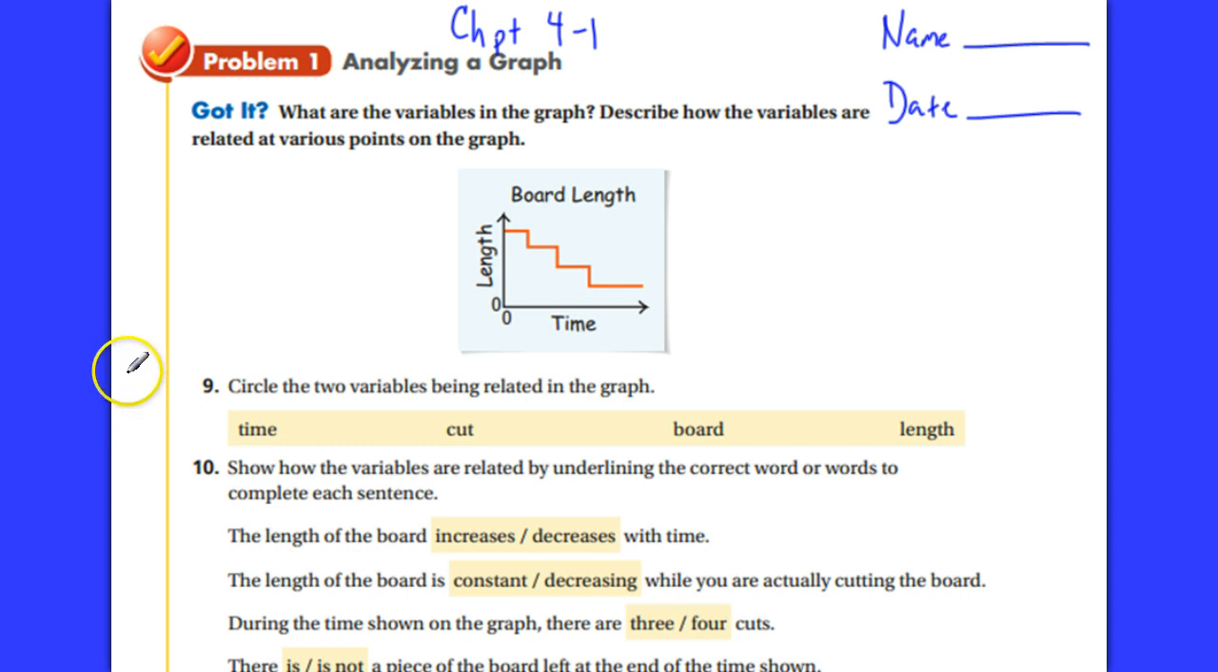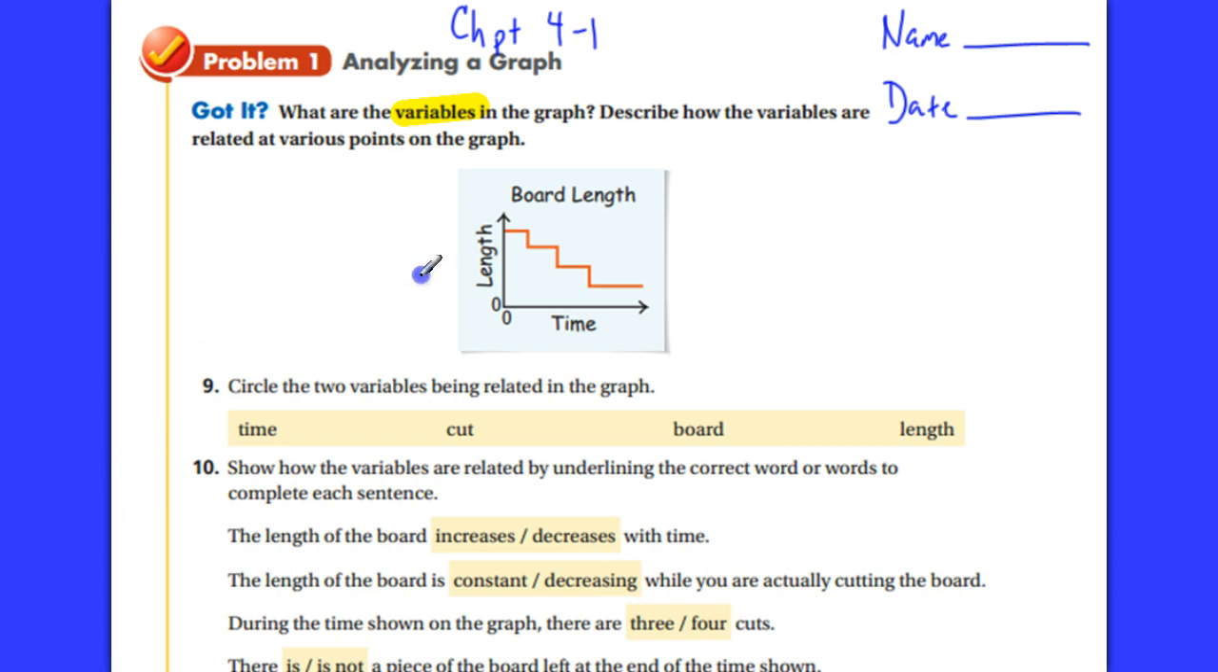So in front of you should be these notes. Put your name and date on it if you have not yet done that. And let's just start right here at the beginning. The question says, what are the variables in this graph? Describe how the variables are related at various points. They're going to talk us through those questions here as we go down the page.